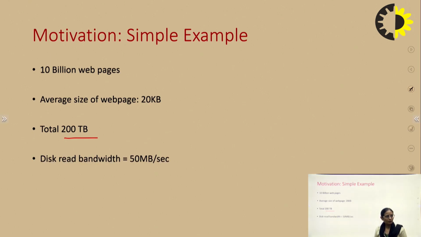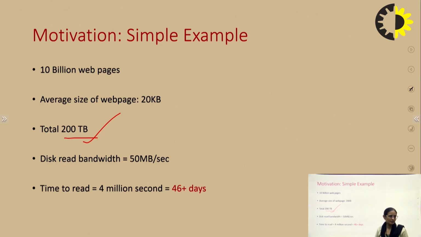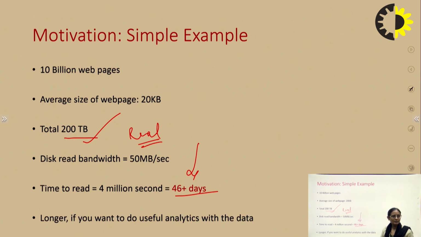For example, if the disk read bandwidth is 50 MB per second, then to read this much data takes approximately 4 million seconds, which if converted into days comes to approximately 46 days. And we are performing only simple read operations, nothing else, and still the time for 200 TB comes out to be 46 plus days. Now what will happen if the size increases?